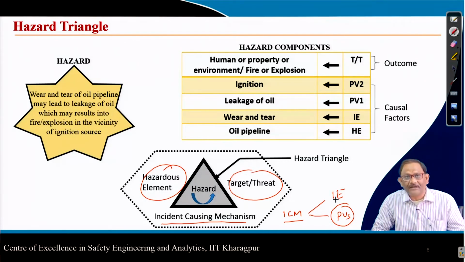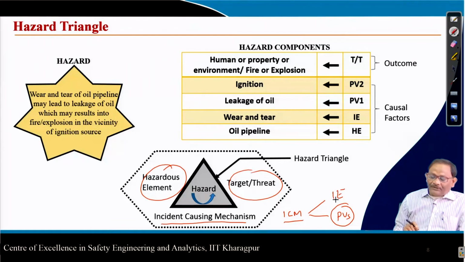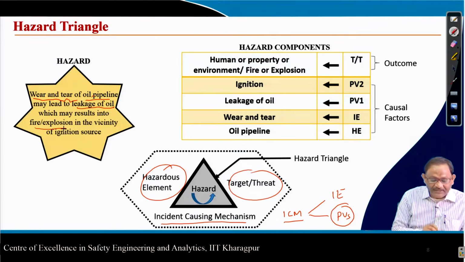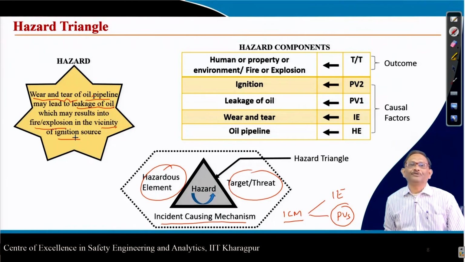Initiating event is the starting point, which ultimately talks about degradation of the safety system or the safety measures. So that is the starting point. With an example, let us understand what is hazard here. We are saying wear and tear of oil pipeline may lead to leakage of oil, which may result in fire and explosion in the vicinity of an ignition source. This we have described a little earlier also.